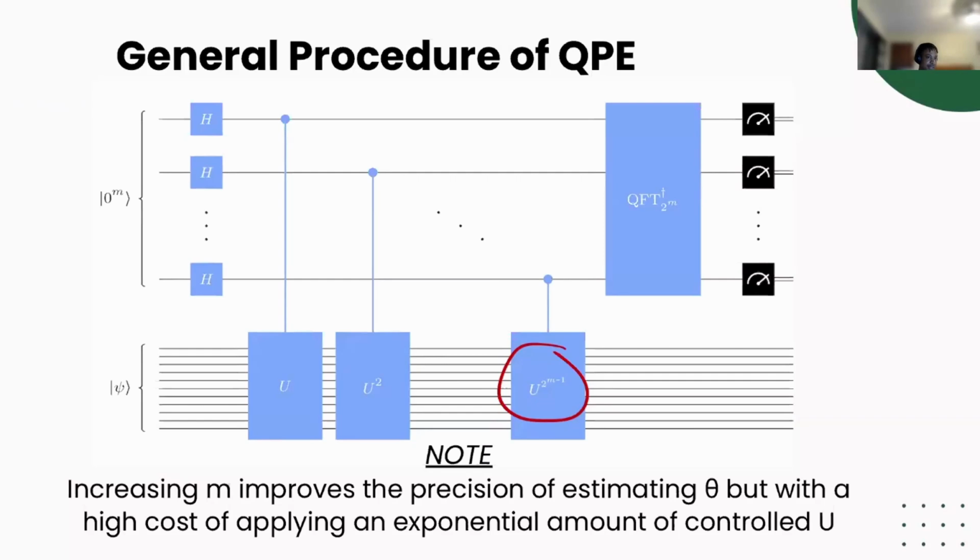Phase estimation is restricted by this exponential cost and the number of times that you need to apply this unitary. But for a small number of m, phase estimation works great, given that you have relaxed the precision that you need to achieve with your theta estimate. After you apply your controlled unitaries, you apply your inverse quantum Fourier transform to map your state from the Fourier basis back into the computational basis so that you can estimate your theta. And that's generally how phase estimation works.